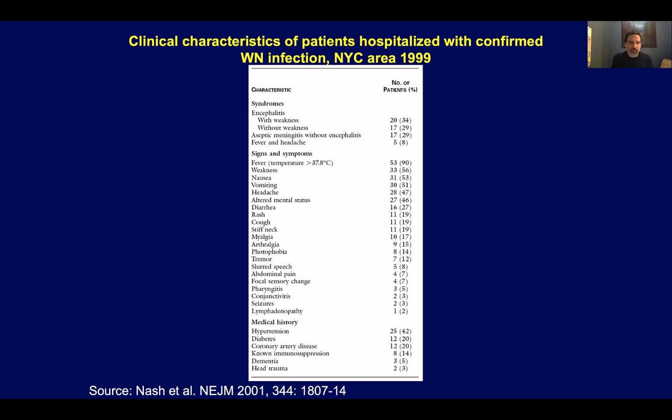So this is just describing some of the clinical characteristics of the cases, of the 59 cases. The majority had encephalitis, about 29% had meningitis without encephalitis, and 8% had fever with headache. The most common documented signs and symptoms were fever and weakness, nausea, vomiting, headache, and altered mental status. And also the prevalence of comorbidities was also high in some instances among these hospitalized cases.